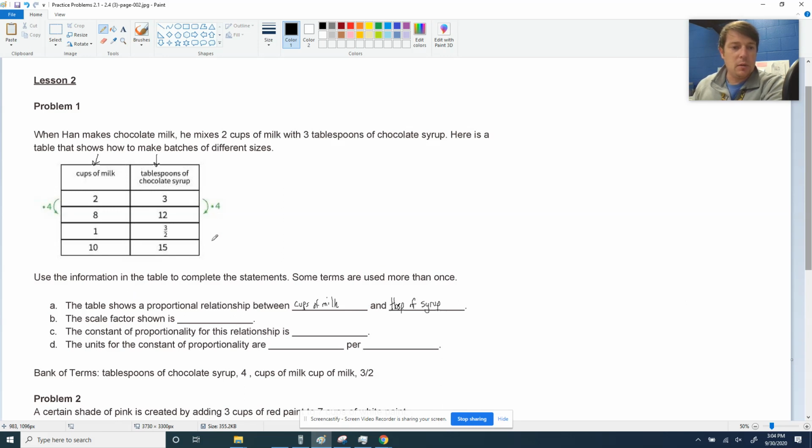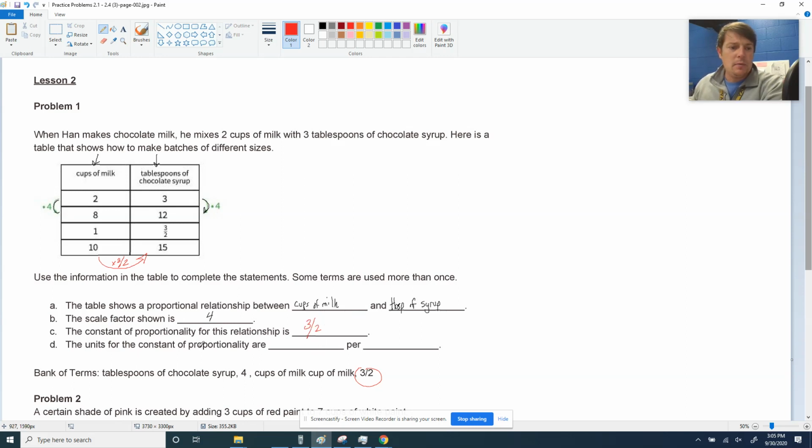The scale factor that's being shown, okay, they show you a scale factor here to go from 2 to 8 of 4. But the constant of proportionality is the number that works constantly throughout. And that constant is the other number, which is 3 over 2, or 3 halves. And well, you can get that by doing 3 divided by 2 from the two numbers that are there. So that's your constant of proportionality.